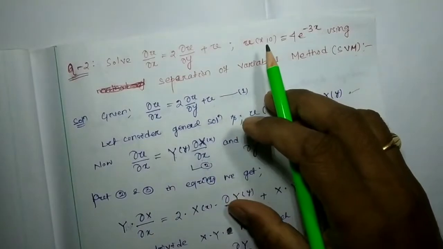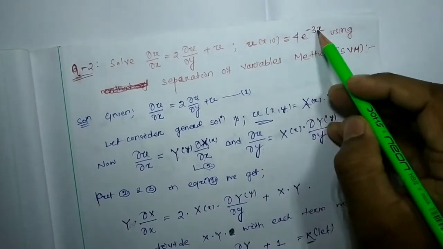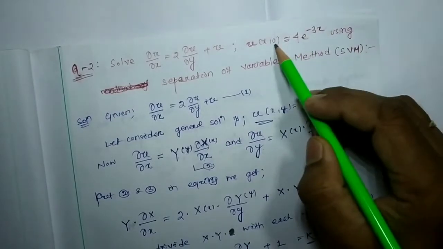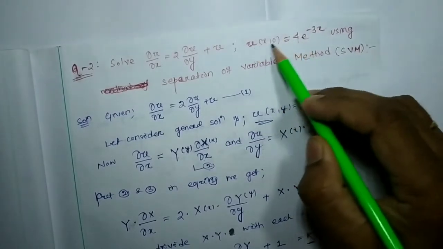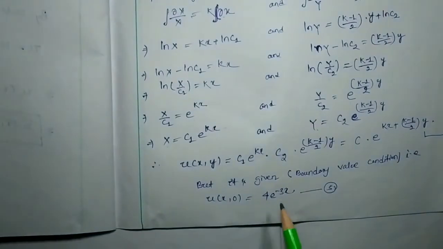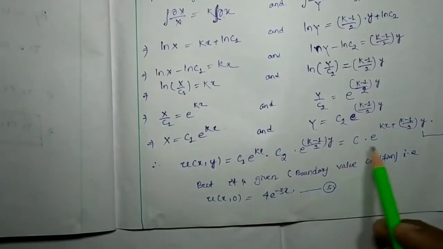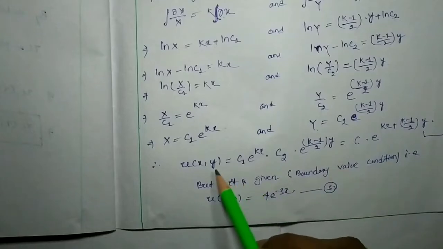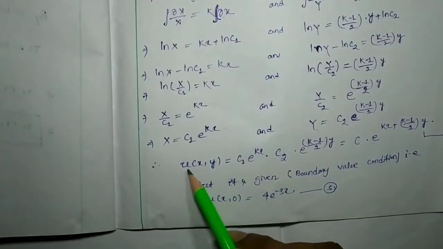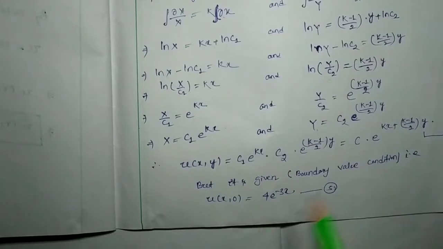In the question it has been given as one condition that u(x,0) will be equal to 4 e to the minus 3x. That means at y equal to 0, the solution will be 4 e to the minus 3x. Now we have to put y equal to 0. So here if I put y equal to 0 in this last solution, that is u(x,0) will be equal to this, which is given in our question.